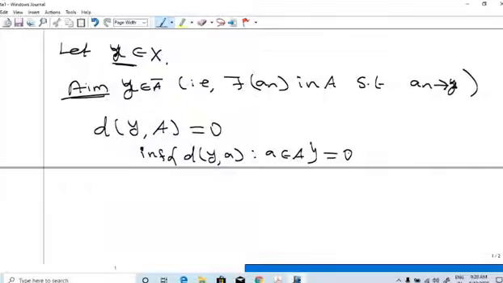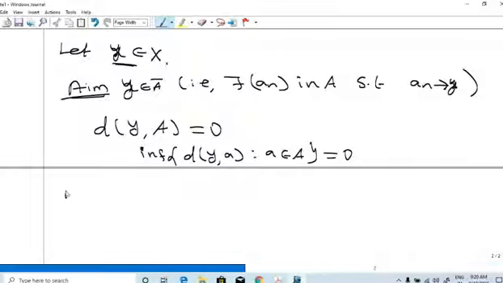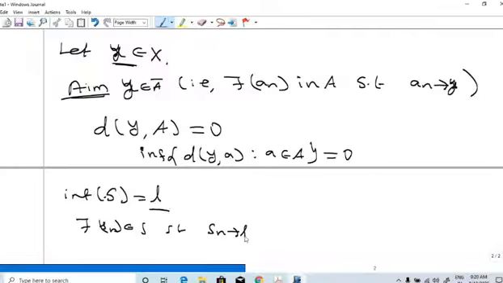We know that the infimum and supremum of a set is always a limit point of the set. Suppose the infimum of some set S equals L, which means L is a limit point of S. That means there is a sequence S_n in S such that S_n converges to L. Similarly, suppose the supremum of some set S equals k. Again, k is a limit point of the set S. Therefore, we should know that the infimum and supremum of a set is always a limit point. Limit point means we have to find a sequence in the set converging to that point.